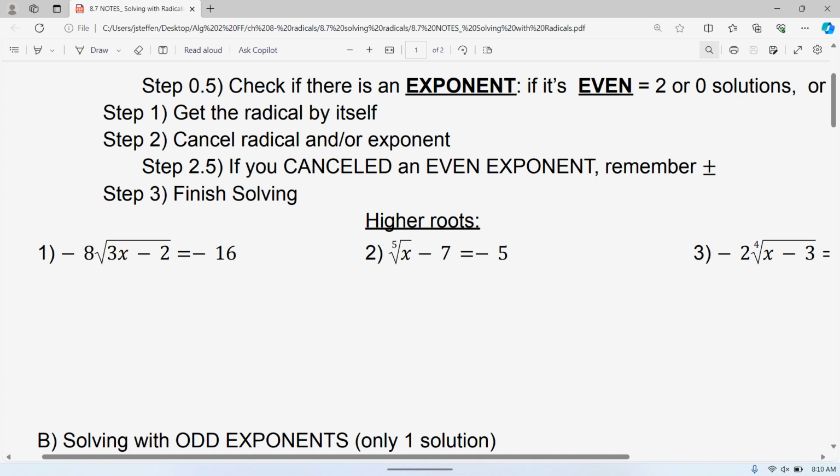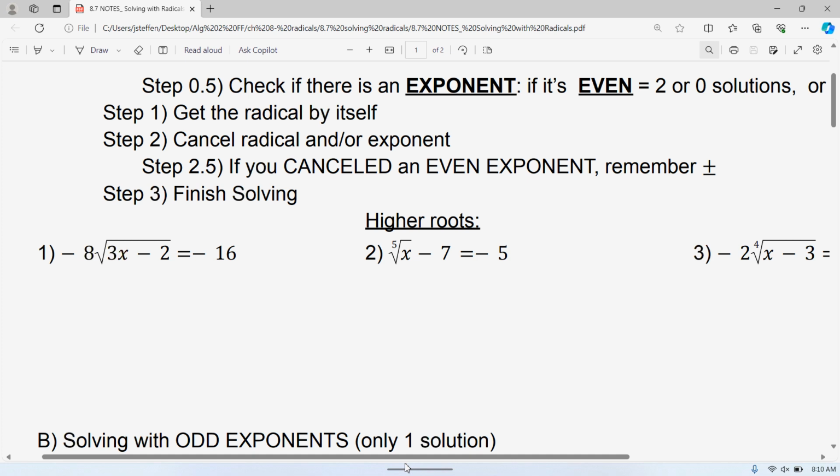Step 1 is getting the radical by itself. Step 2 is canceling the radical and or the exponent. So that's, again, kind of the same thing, so I put it in 1 step. And again, I'm trying to remind you of step 2.5. If you canceled an even exponent, that's when you need the plus or minus. So again, if you think back when we did that with quadratics, we needed that plus or minus anytime we canceled out a squared. Well, now it's not just squared, it's even exponents. Again, we'll go over some of that in a second. I try to ease you into it a little bit.